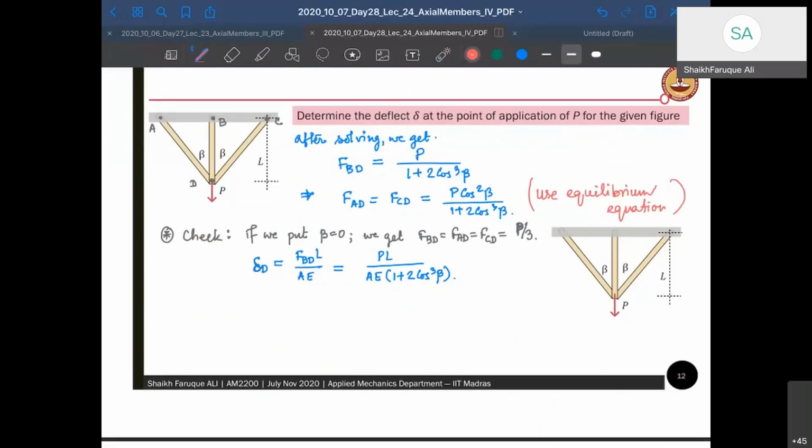One check you can do is put beta to be 0. If beta becomes 0, all three member bars come together vertically, so each bar will take one third of the load. You can put that here and see whether it matches or not. With that, I'll stop here.